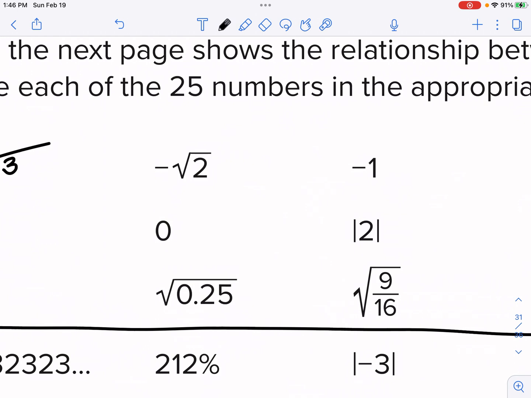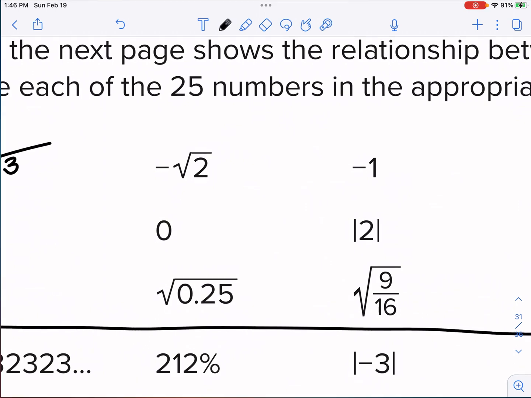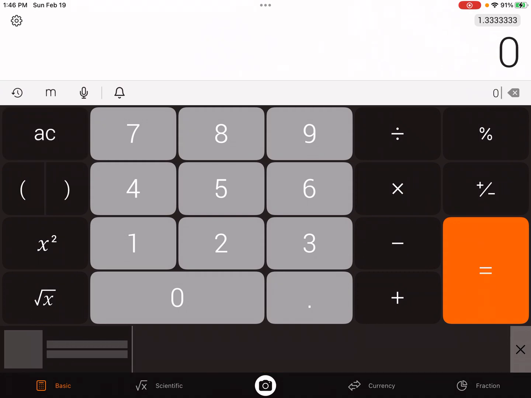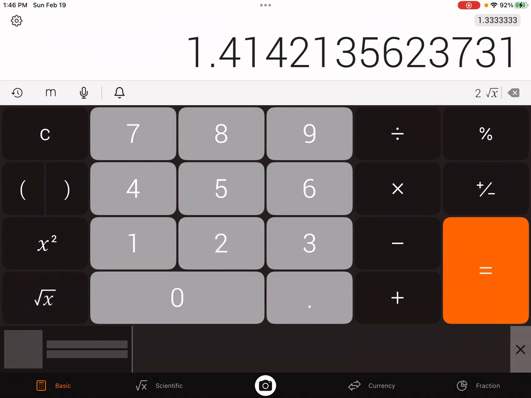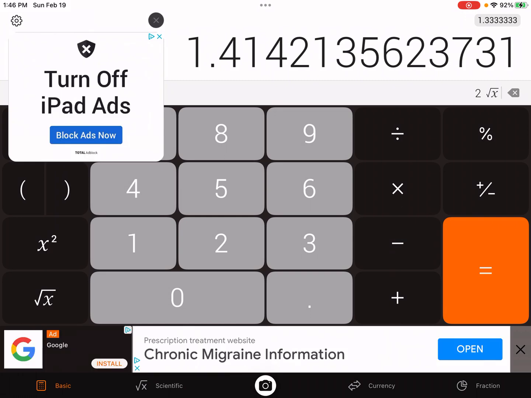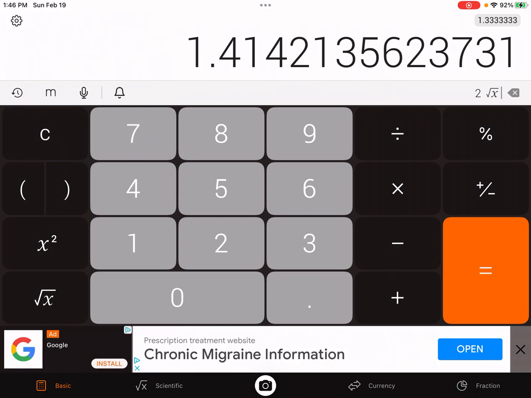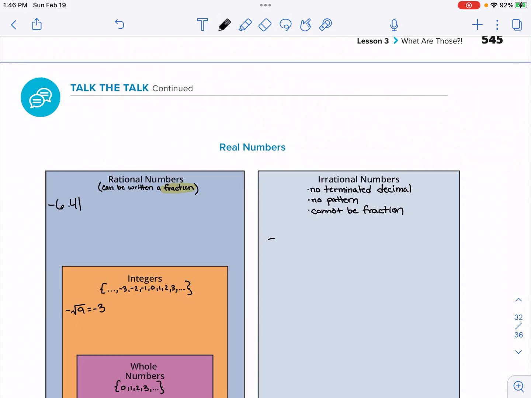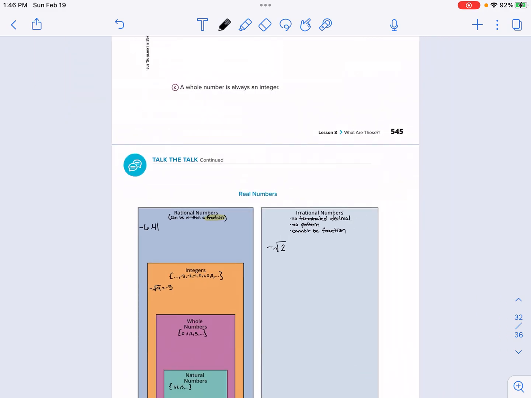Negative square root of 2, this actually will be irrational. Let's look at our calculator here. I'll just put the square root part. Square root of 2. It is 1.41, and as you can see, this decimal doesn't repeat. It never terminates. There's no way to represent this as a fraction. So we're going to put negative square root of 2, irrational. The way I want you to think about this, these are the numbers that don't quite belong in the categories off to the left because it's not represented as a fraction.